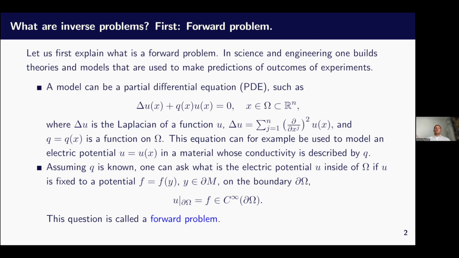So now, assuming that this q is known, one can ask what is the electric potential u inside of this domain omega if u is fixed to a potential f on the boundary ∂omega. So we give a boundary value for this equation, Laplacian u plus qu is 0. So now solving this equation with this given boundary value f, this is called a forward problem.